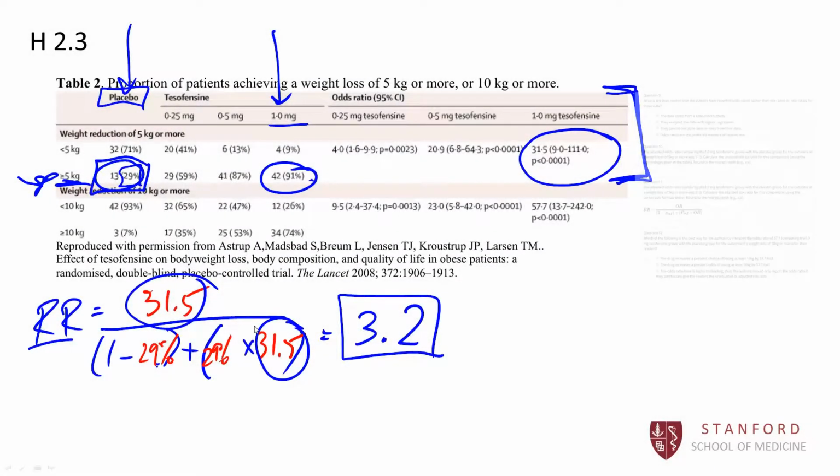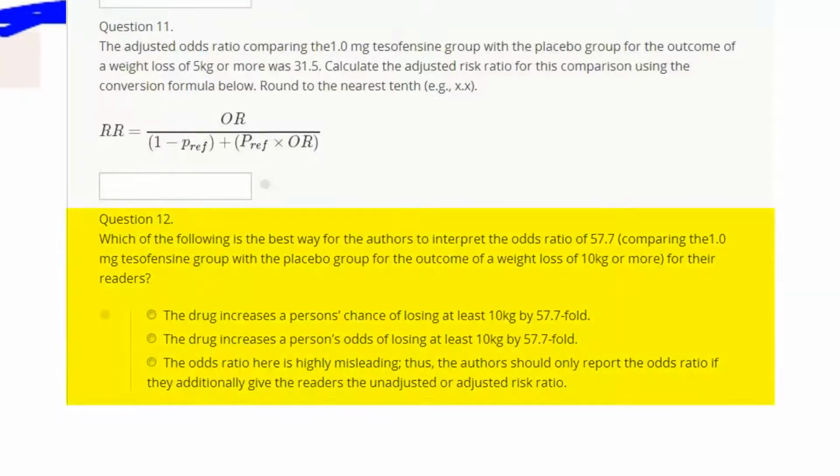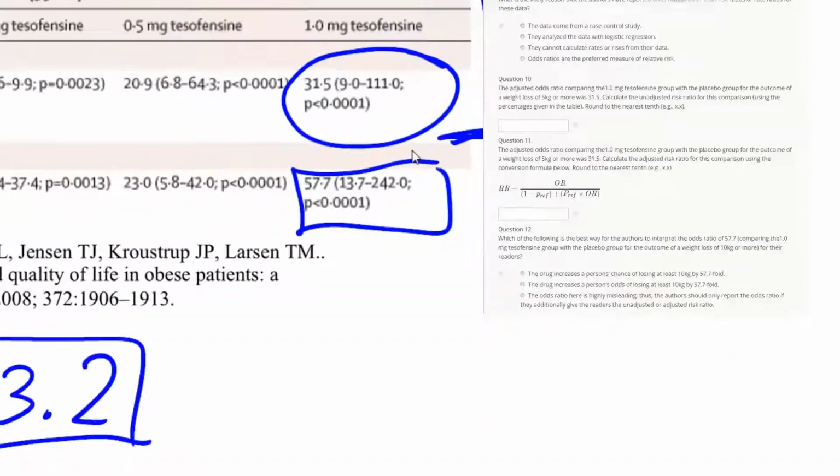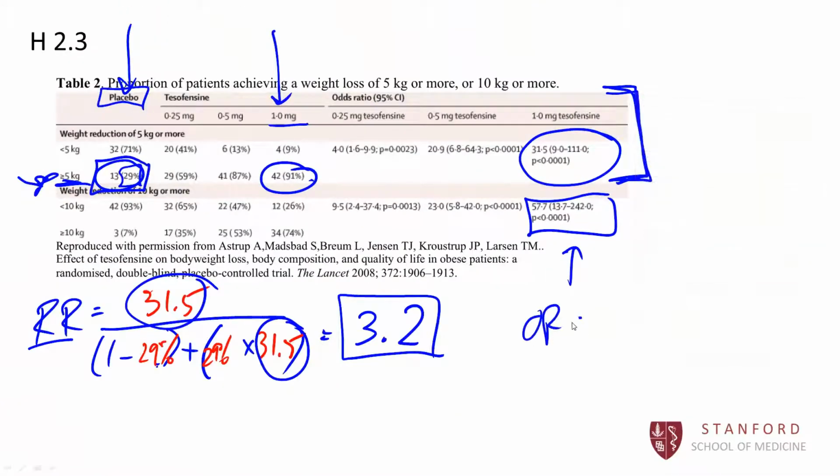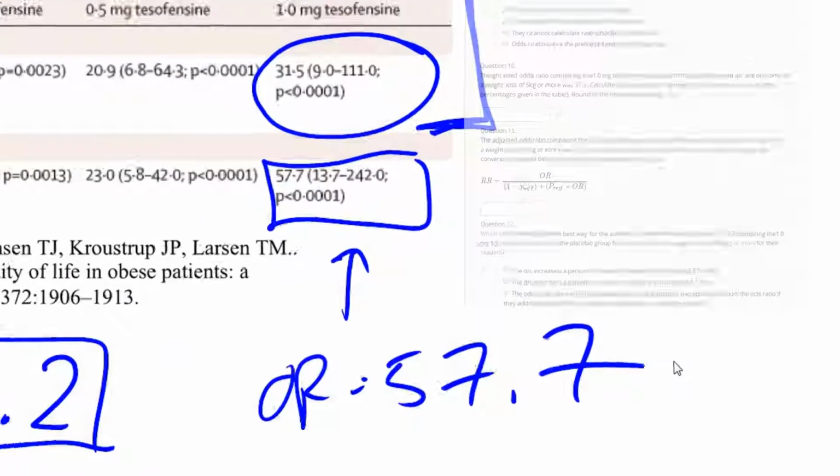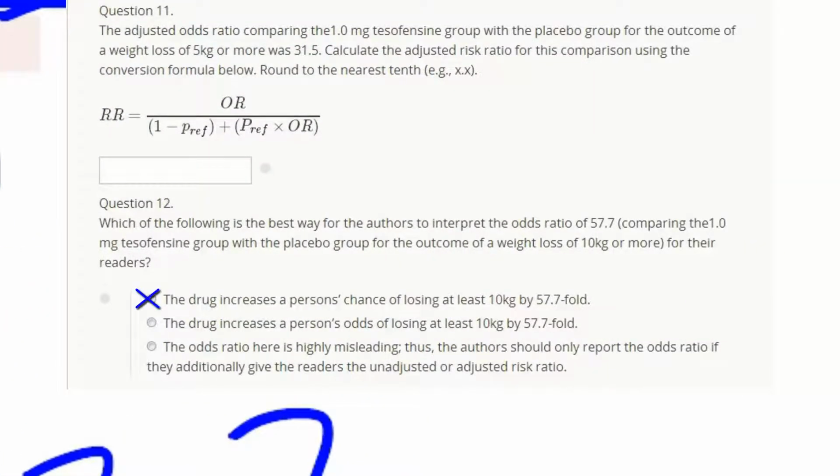The last question in this homework set is asking us what the best way would be to represent this very large odds ratio here, 57.7. It's very rare to see odds ratios above like 2 or 3. So a 57.7 odds ratio here is huge. So A is incorrect, because 57.7 is an odds, so it doesn't represent that person's chance or probability of losing at least 10 kilograms on this drug.